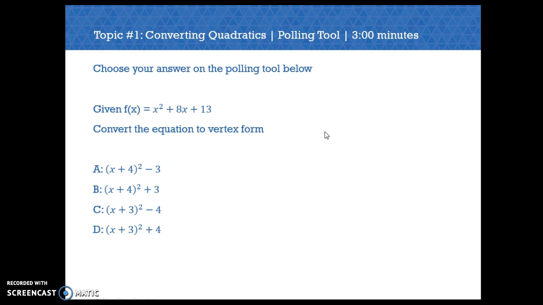So topic number 1, converting quadratics. It says choose your answer on the polling tool below. You're given an equation, x squared plus 8x plus 13, and it wants you to convert the equation to vertex form. So at this time, go ahead and pause the recording, work on the problem, and then play the recording again when you have your answer.